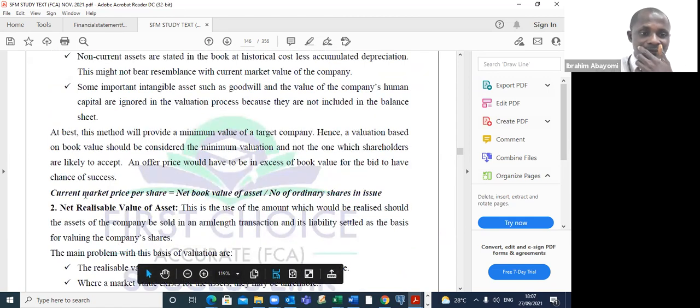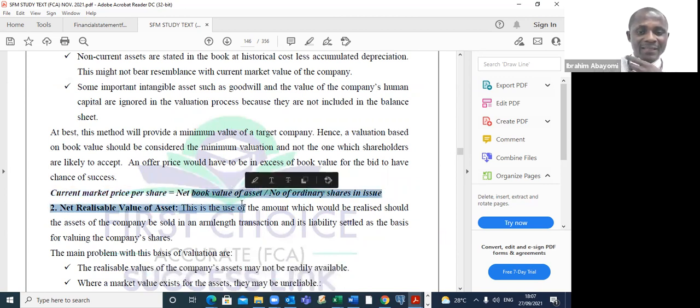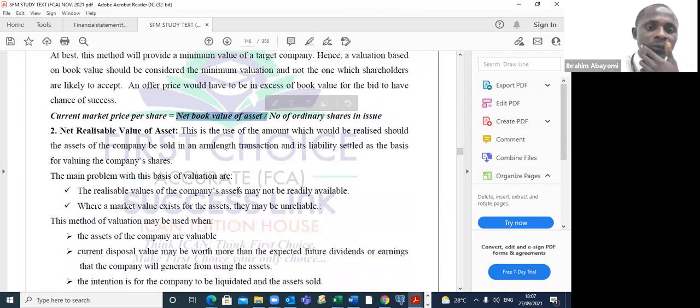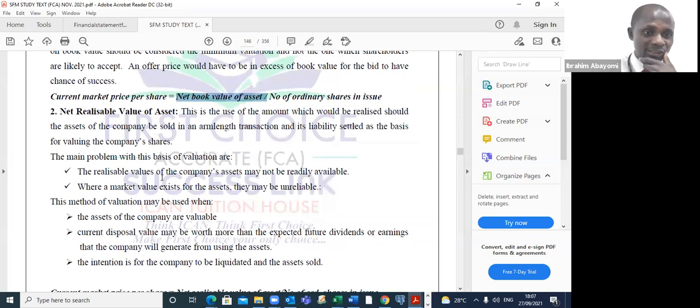Now, you can see, if I want to get market value per share, what will I do? Current market price is net book value of assets over the number of shares. You better put it as net book value of asset minus total liability. So when you divide it by the number of shares, you get your market price per share.